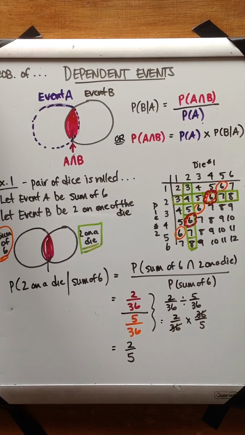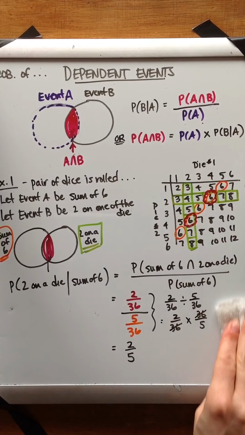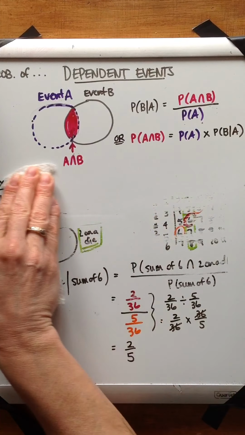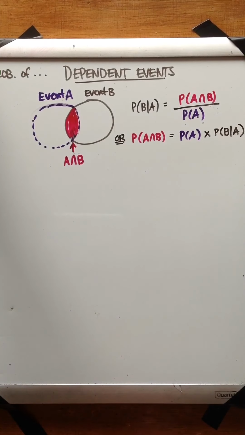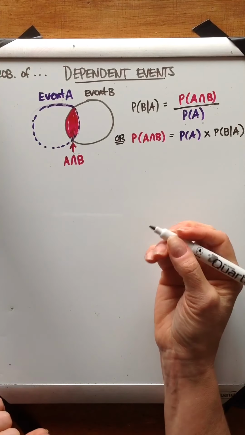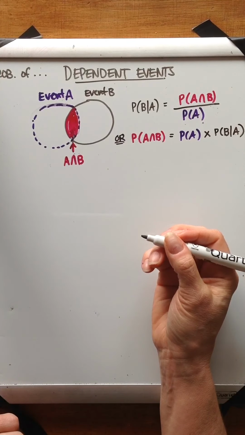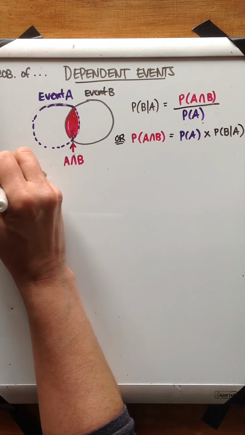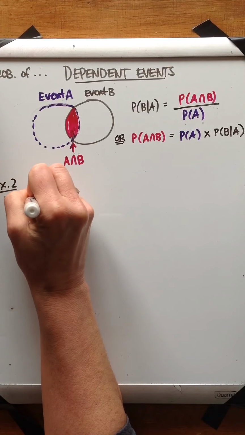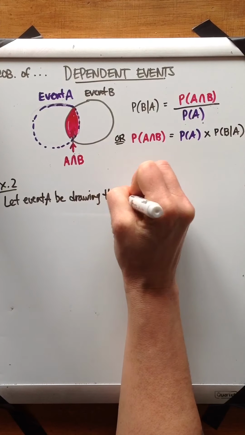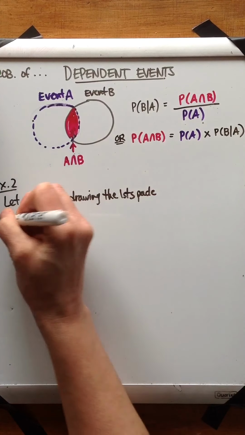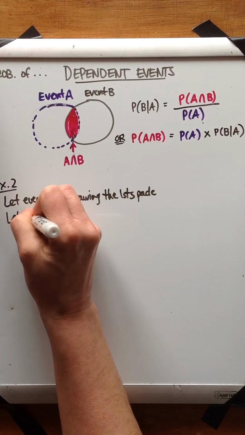Okay, let's try some more examples. I'm going to leave the top part on so that we can refer to it. So in example 2, we have 2 cards being selected from a deck. And what is the probability that both of them will be spades? So we're going to let event A be drawing the first spade. And we'll let event B be drawing the second spade from the deck.